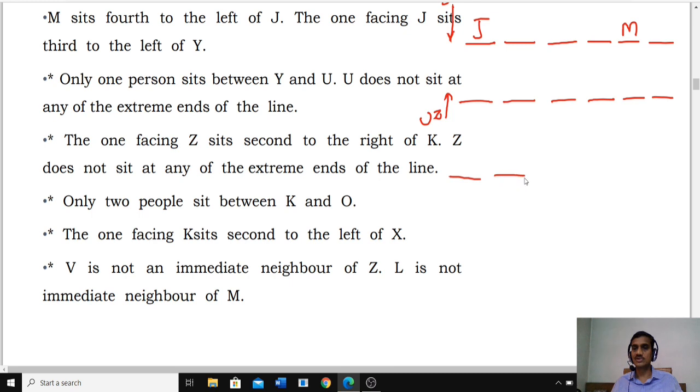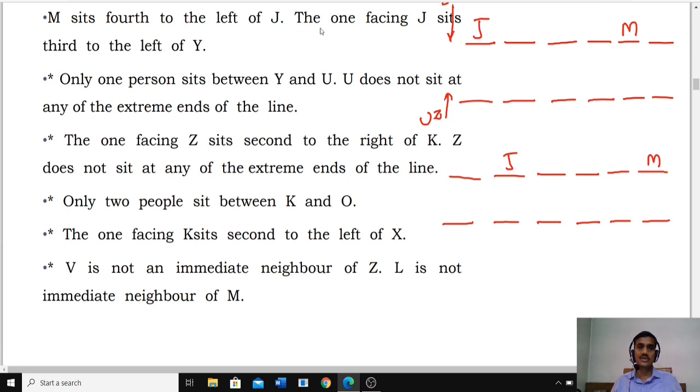Then what is the second possibility? 1, 2, 3, 4, 5, 6. It also 1, 2, 3, 4, 5, 6. Then if J is at the second place, then M will be here. Done with this? M sits fourth to the left of J.